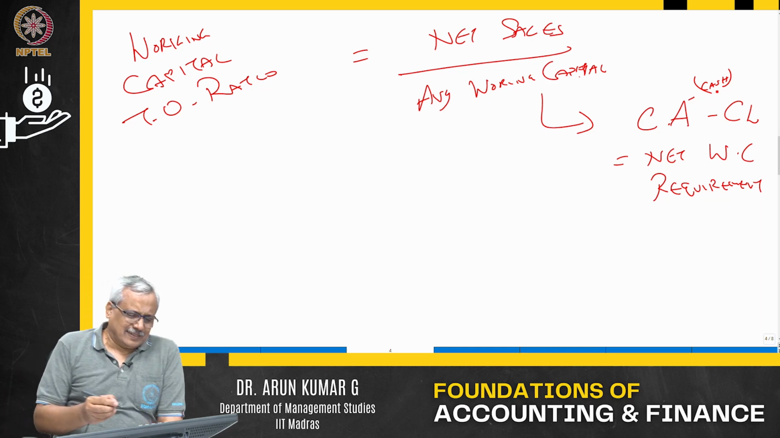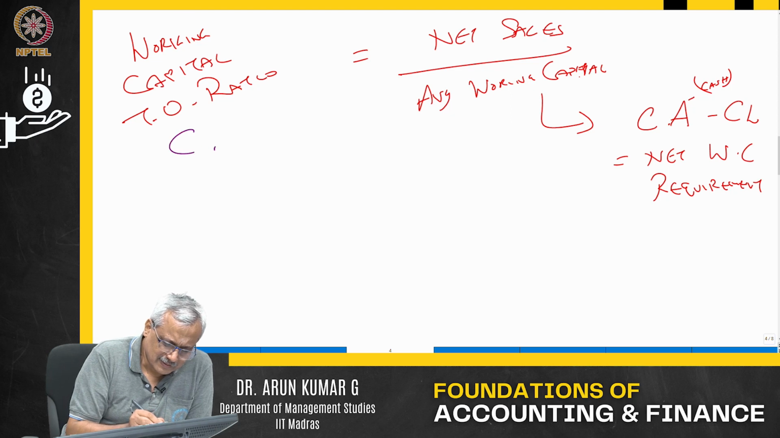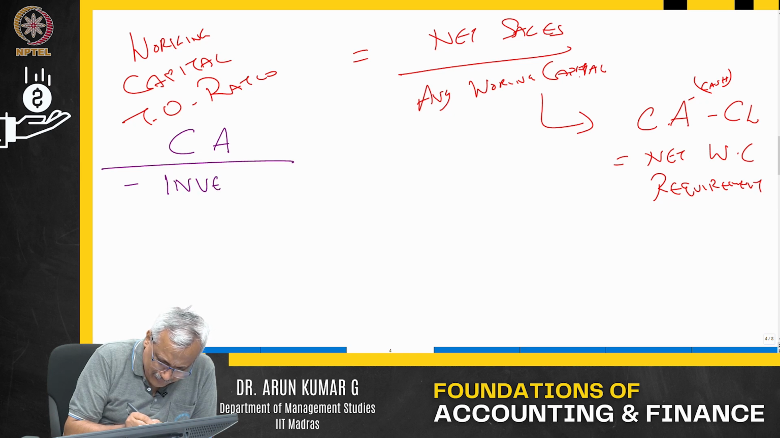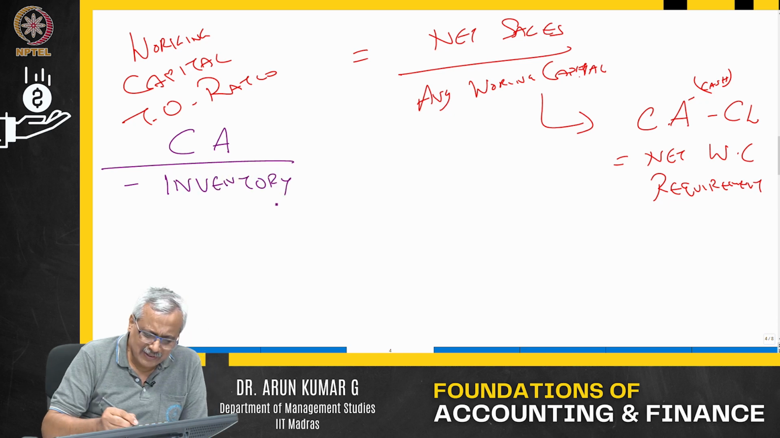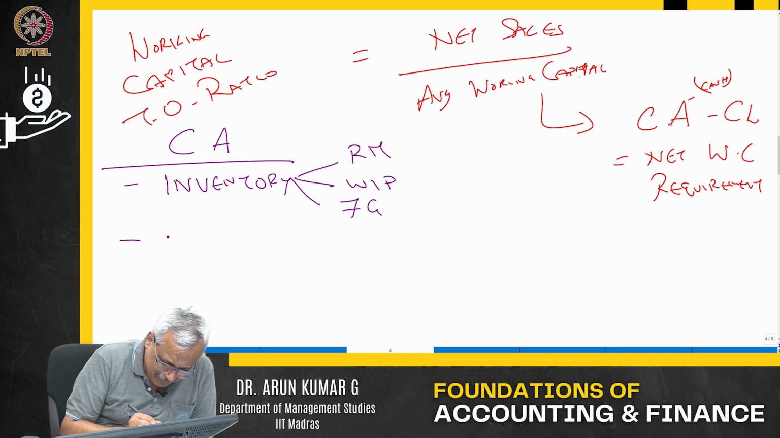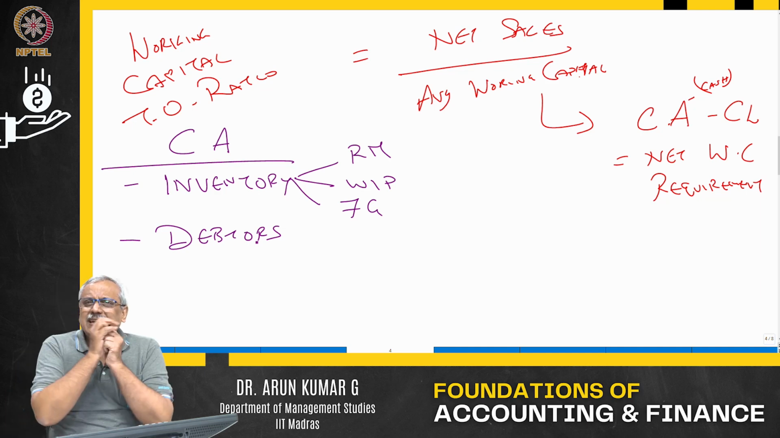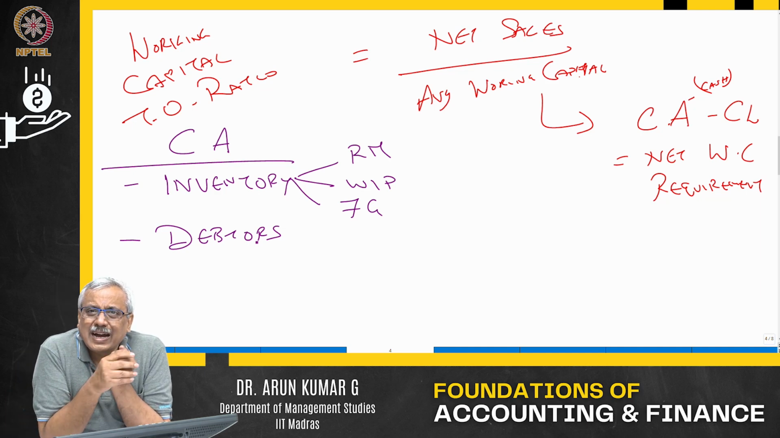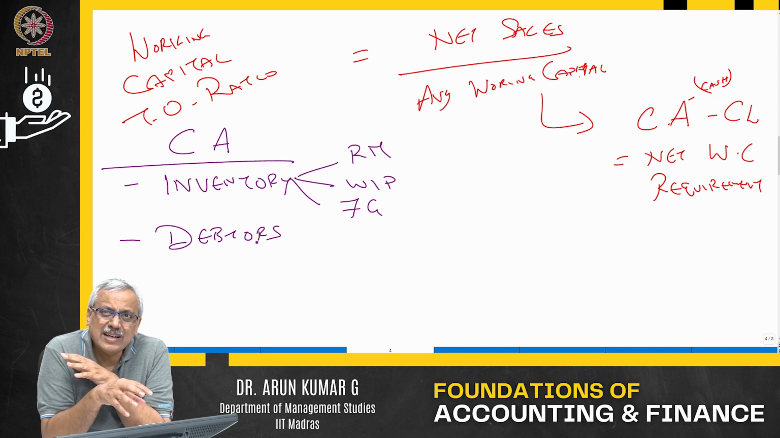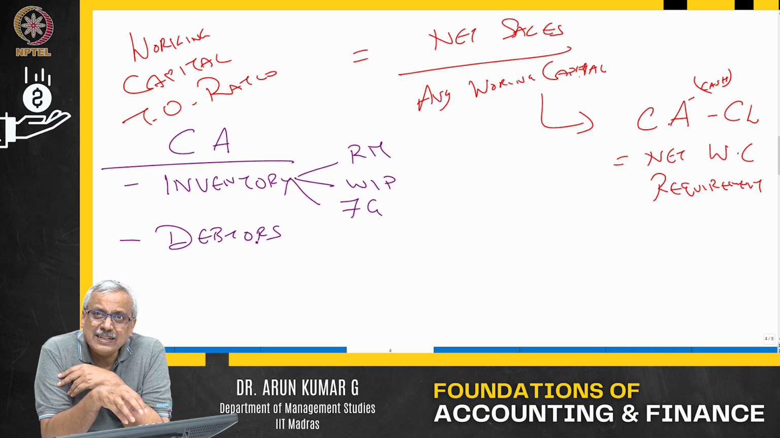What happens? What is current assets? My current assets is my inventory. My inventory can be a raw material inventory, work in process inventory, or finished goods inventory. Next, my debtors. I have purchased material. That means I have paid money and bought, or I would have bought on credit. Debtors, I have sold goods, I have not received money. So, what is happening? I am investing money in these places.